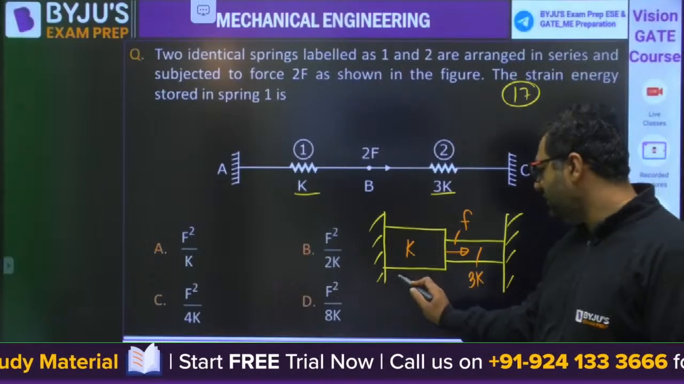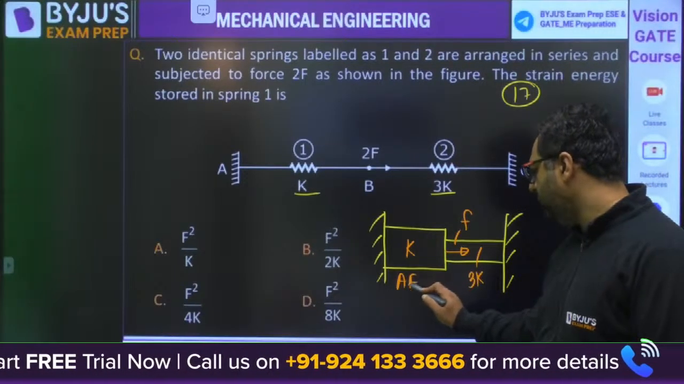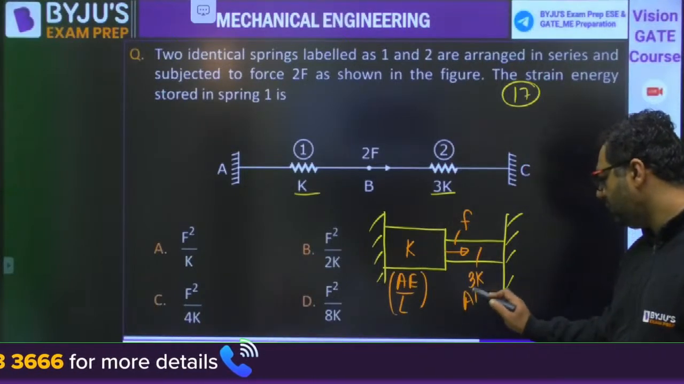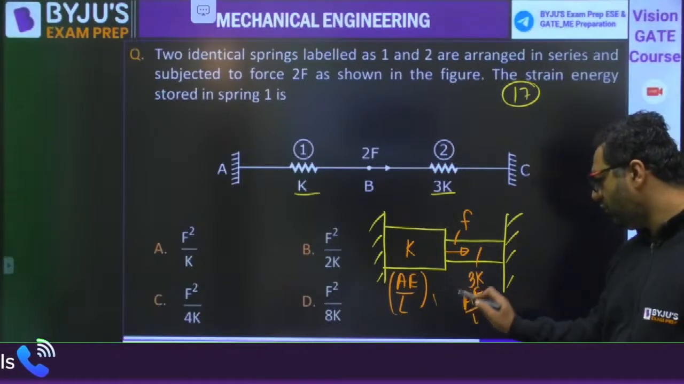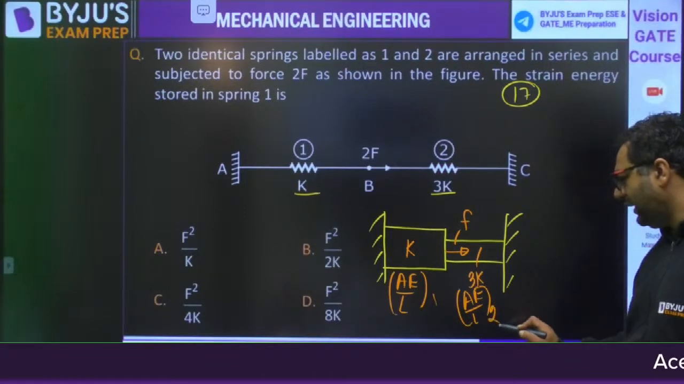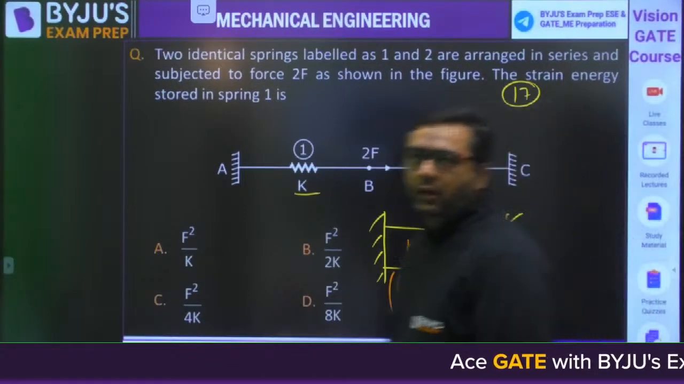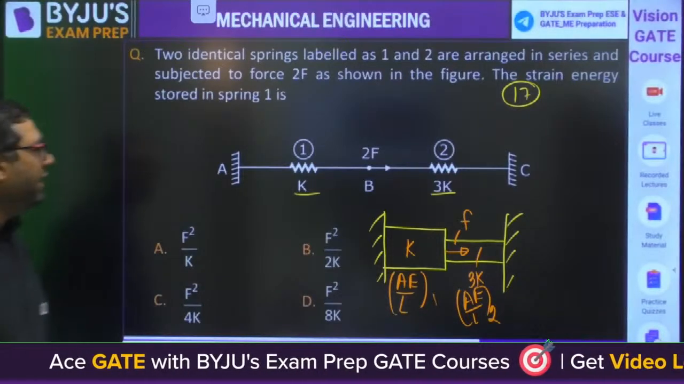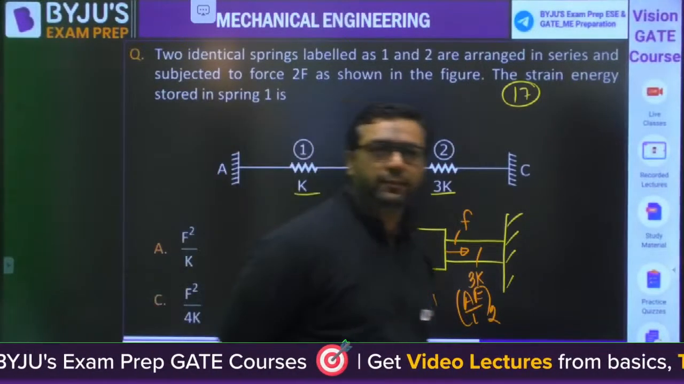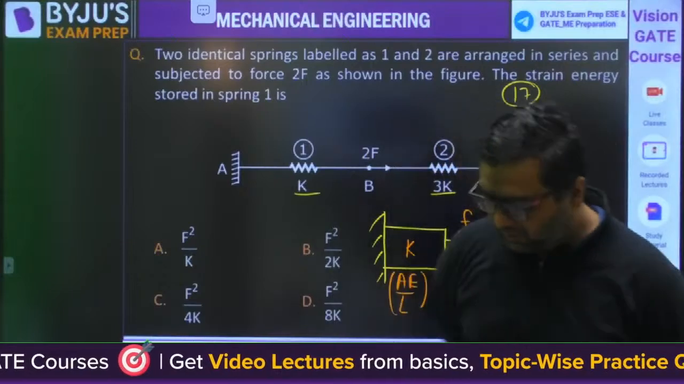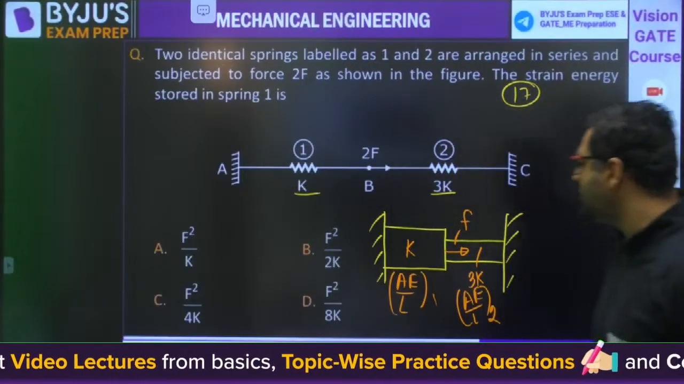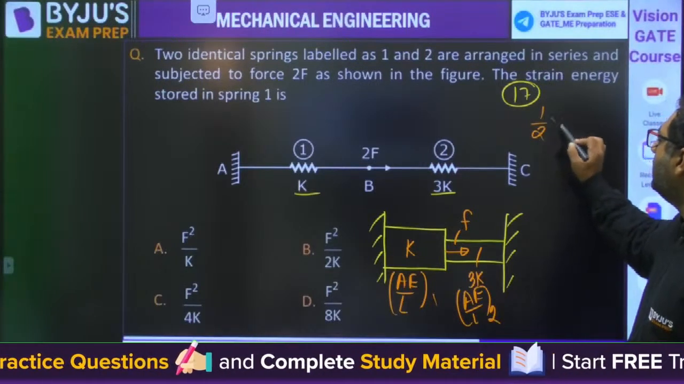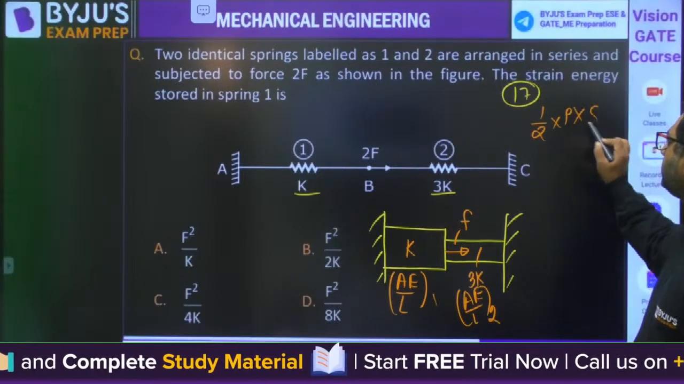You know that stiffness is nothing but AE by L, for first, for second. The question is saying, find out the strain energy stored in the first bar. So you know strain energy is half into P into delta.